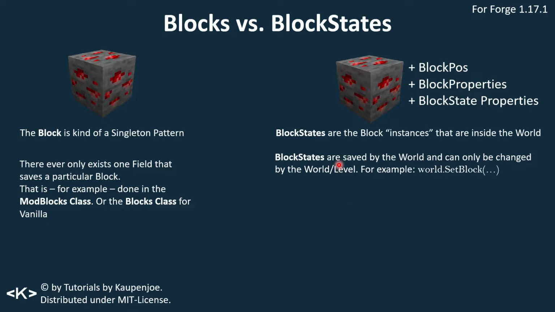So block states, like I said here, are saved by the world, and they can only be changed by the world or the level, depending on, of course, at this point in Forge 1.17.1, it is called the level. So you have to use level.setBlock or world.setBlock, and then you have to supply some parameters to basically set the block there. So that's sort of the difference between a block and a block state.